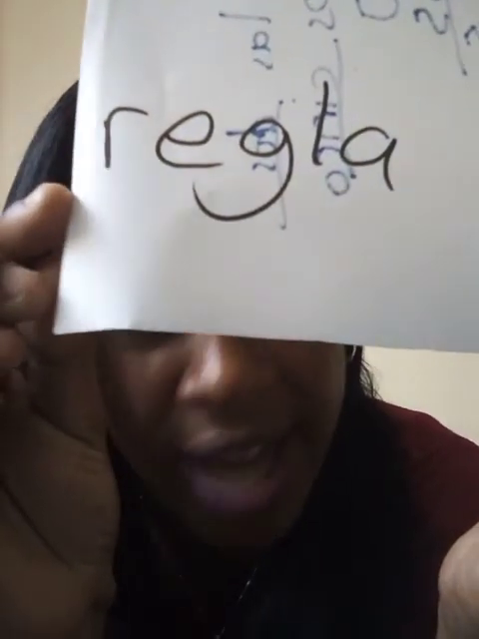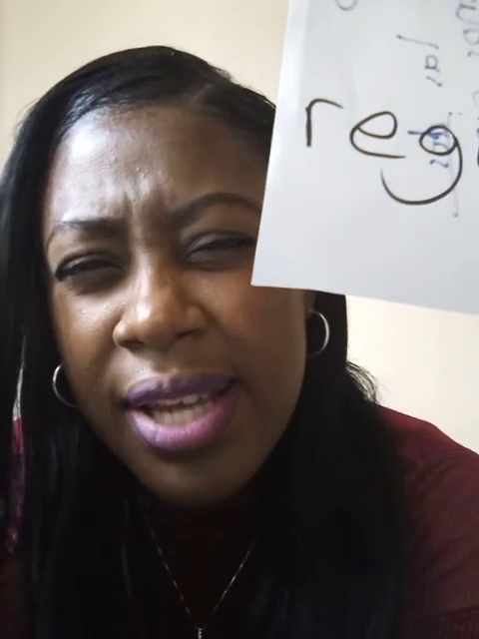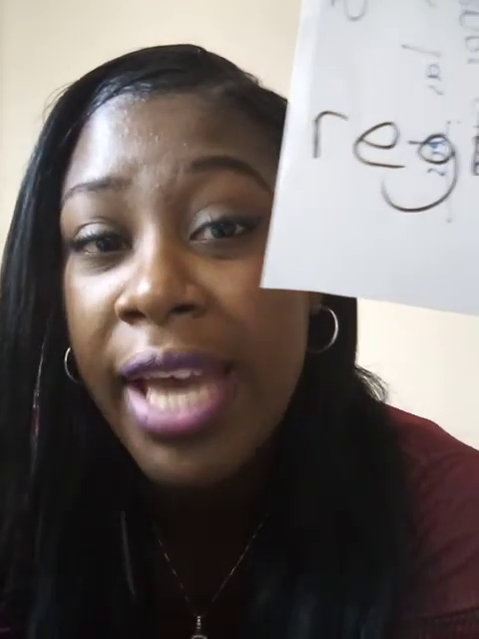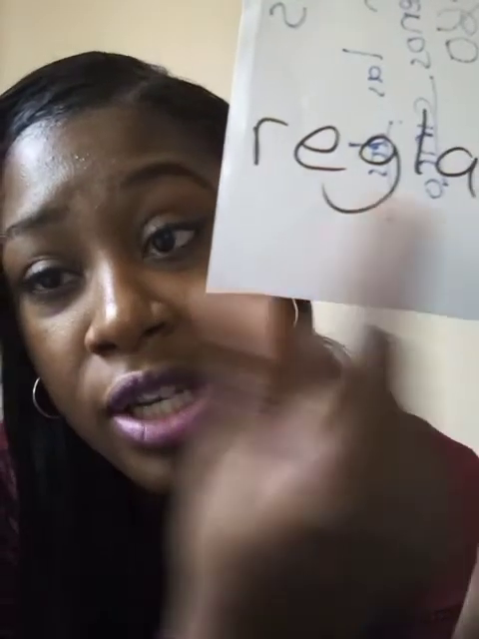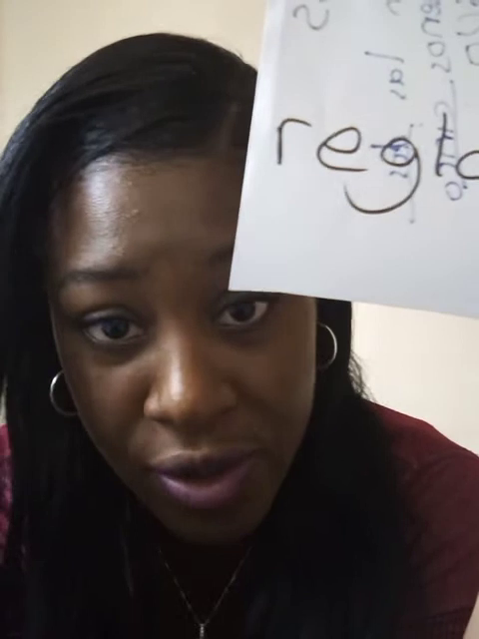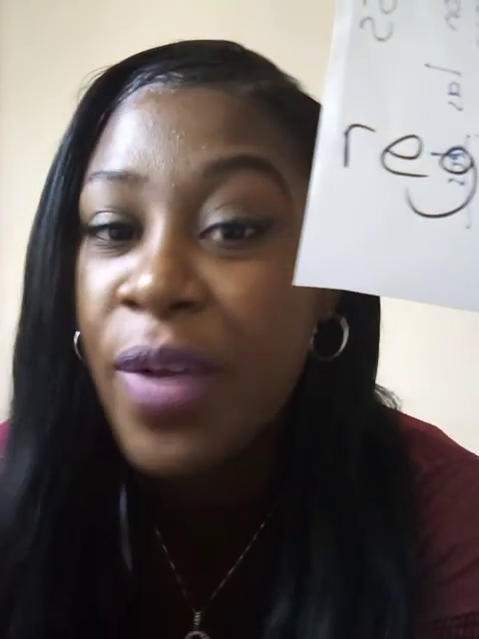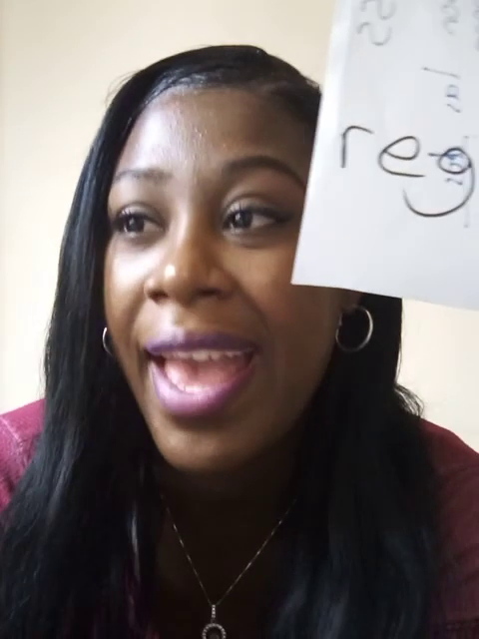R-E-G-L-A. Now, can anybody remember what that word means in Spanish? Regla. Regla is ruler. So what you'll do is after you've unscrambled the word, you have to find the picture that's there, and then you're going to draw a line from the word to match it with the picture that it represents. All right. Excellent.